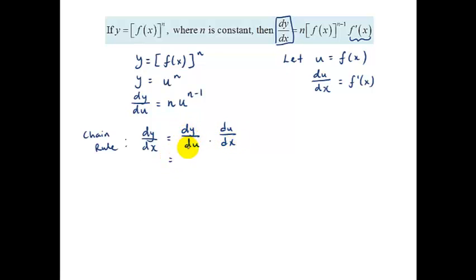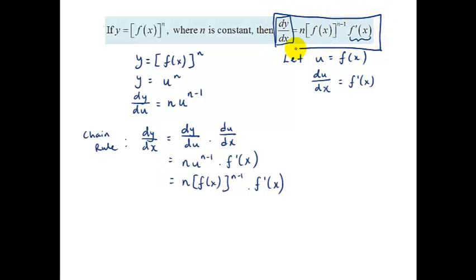Since I've got dy/du here, let's put it in. I've got du/dx over here, I'll put it in. Now remember, I let u be f(x), so let's put that back into u. So here you go. This is the formula that's reflected here. This is the proof.